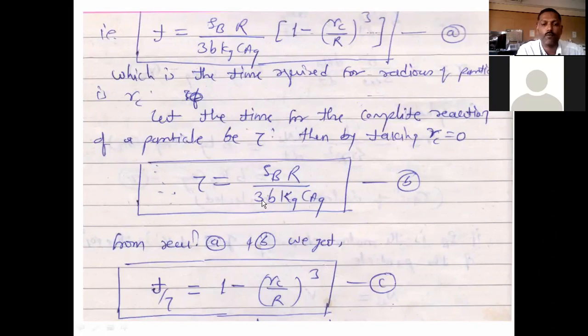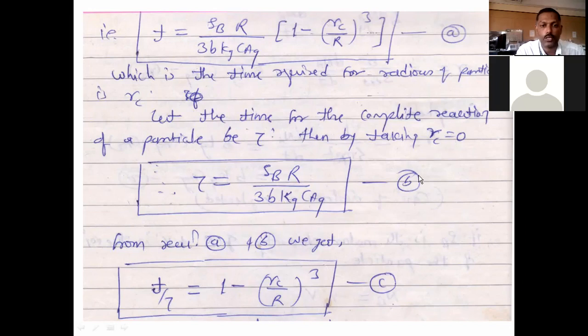This is the time required for complete conversion of the particle in gas film control, for a spherical particle of unchanging size. These terms are very, very important, because changing size has a different derivation, but this is for a spherical particle of unchanging size in gas film control. So tau is equal to rho_B into R upon 3b into k_g into C_Ag, equation B.